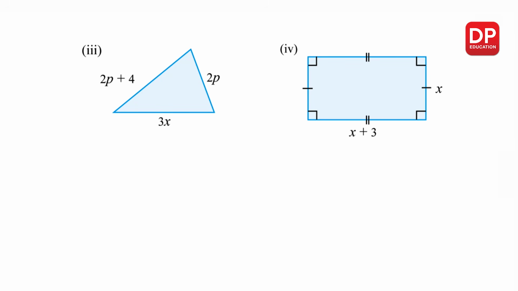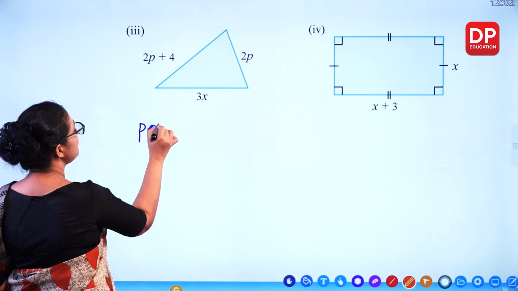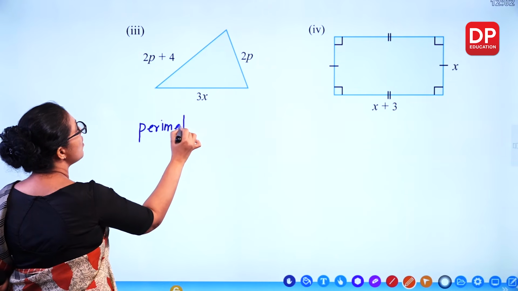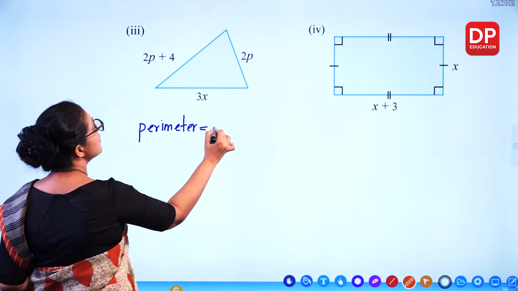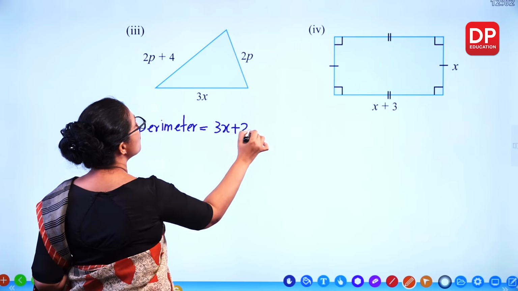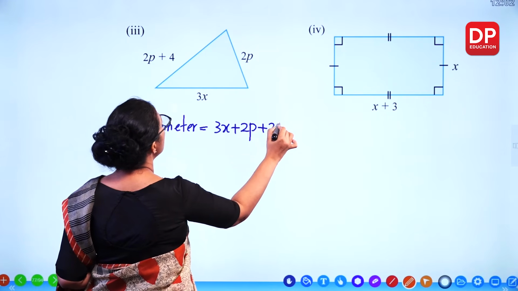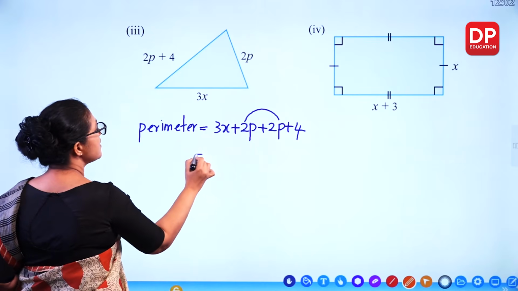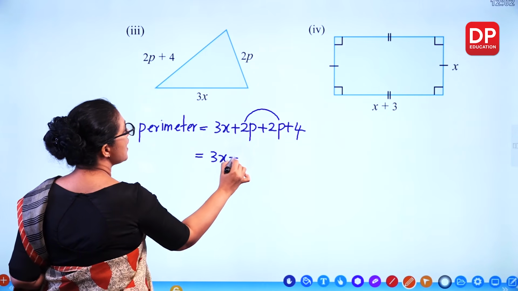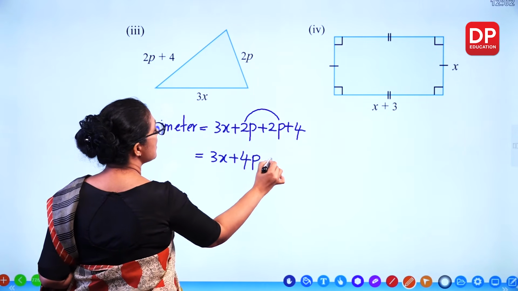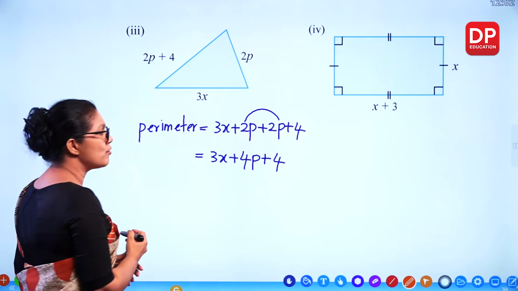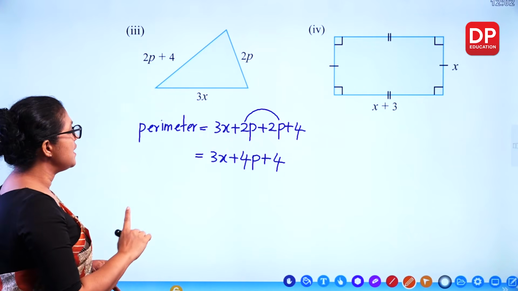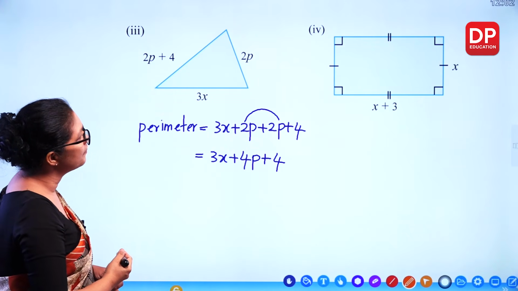What's the perimeter here? This is a triangle. Just add all the outer lengths. 3x, 2p, 2p plus 4. Now like terms, you can add these two. 2p and 2p, 4p and 4. That's all you can add. You can't add p terms with x terms.